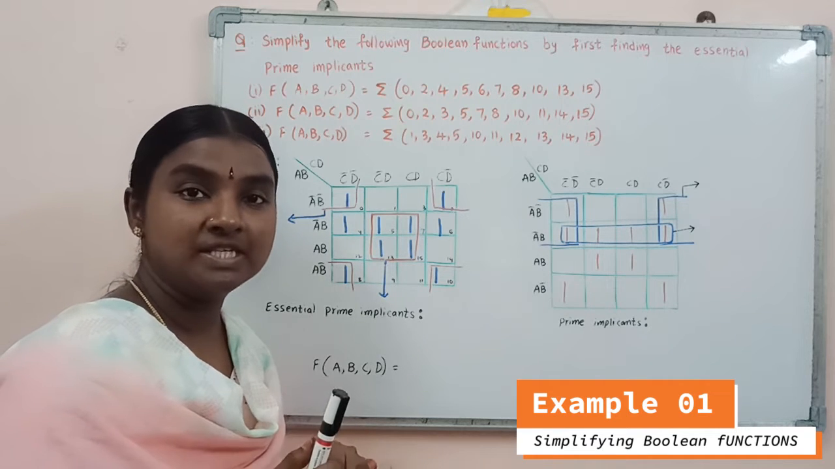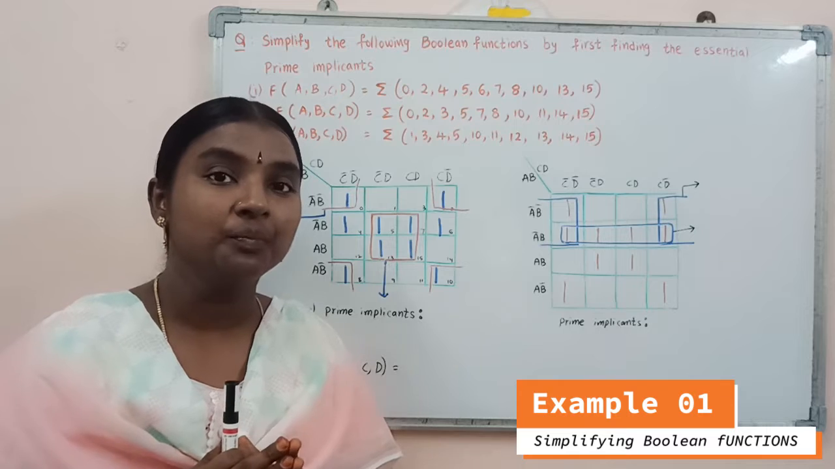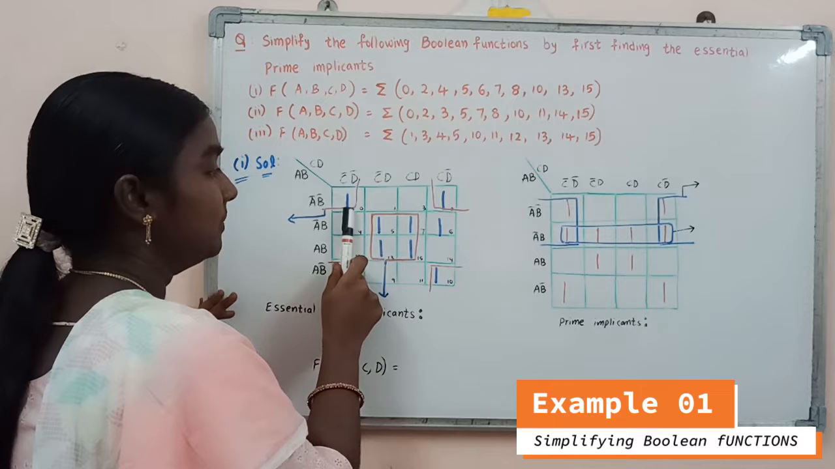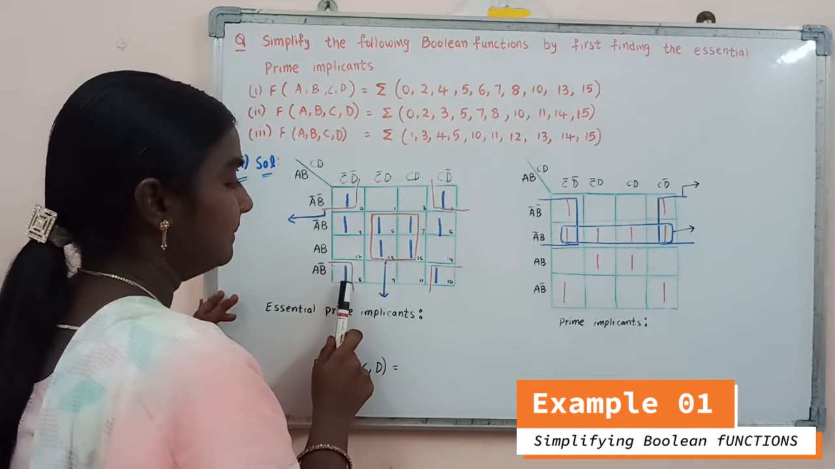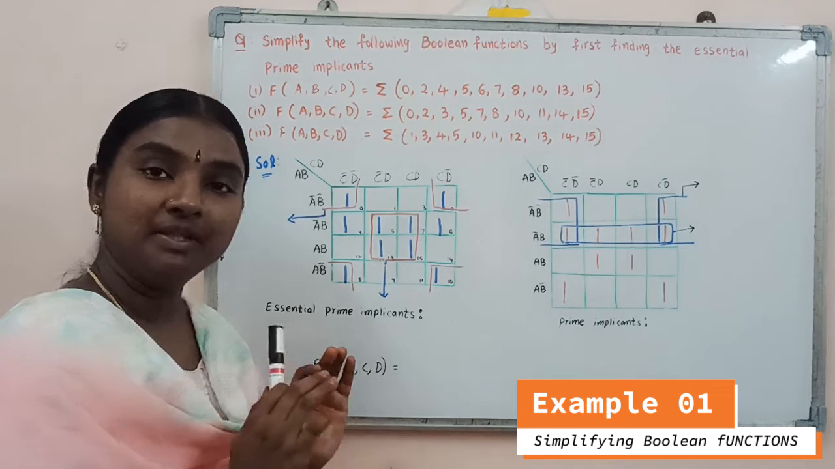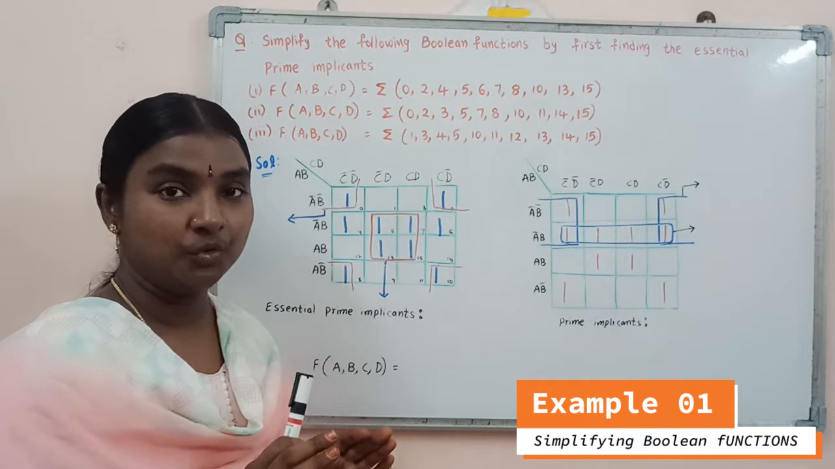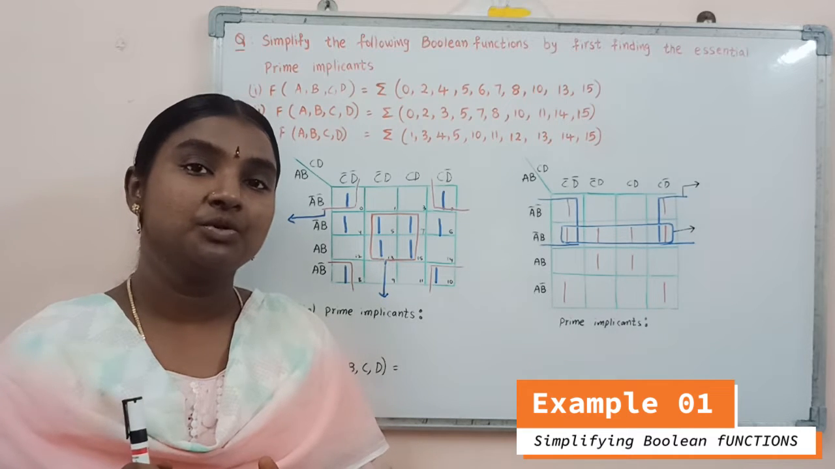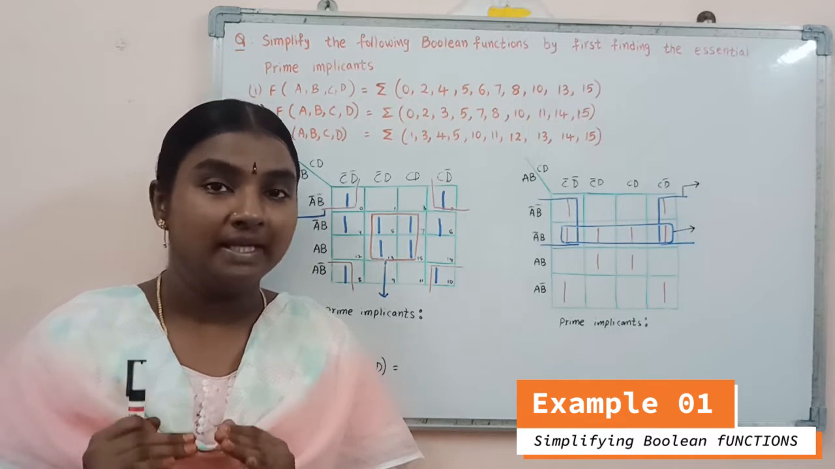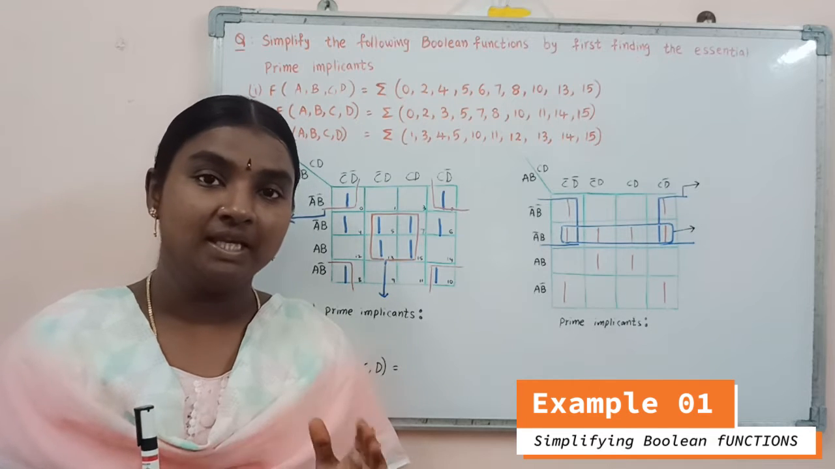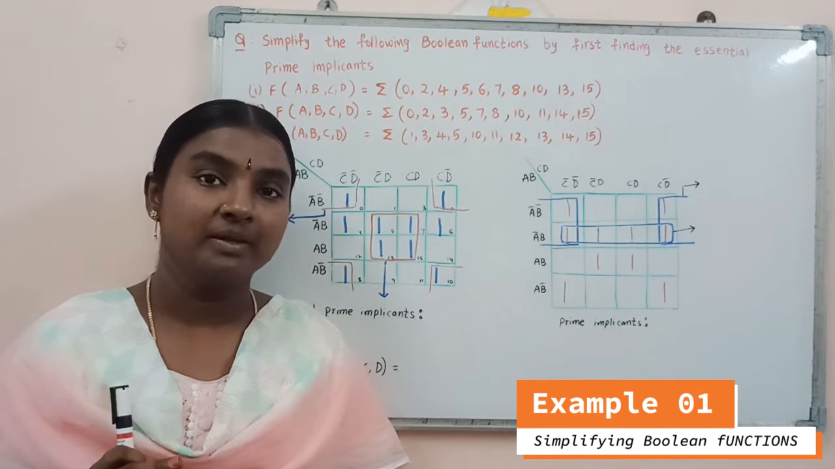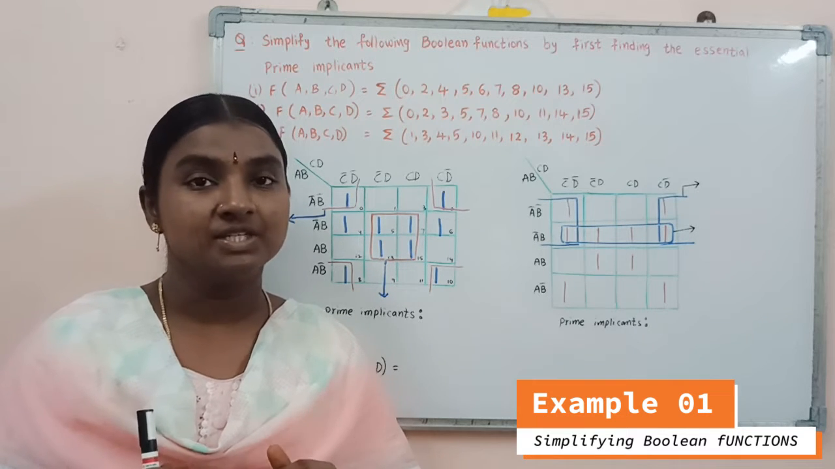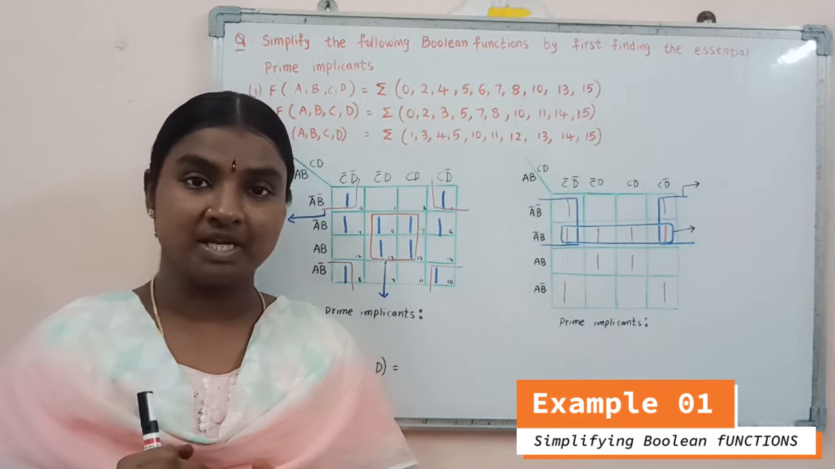Firstly, to find the essential prime implicant, we need to group the adjacent ones. Here there is a M0 minterm, M2 minterm, M8 minterm, M10 minterm. With these 4 ones, we can make a group. This group is going to give a product term, and that product term is known as a prime implicant. In this prime implicant, if there is any minterm which is not covered by another prime implicant, then that prime implicant is known as an essential prime implicant. Now let us check it out.